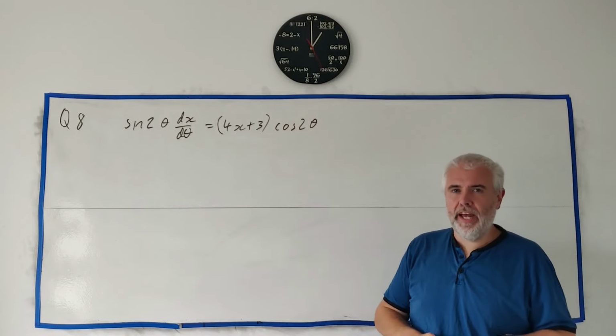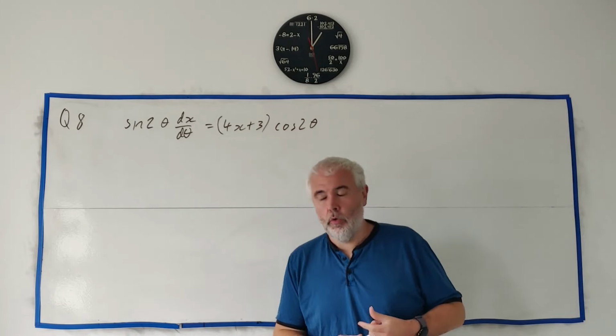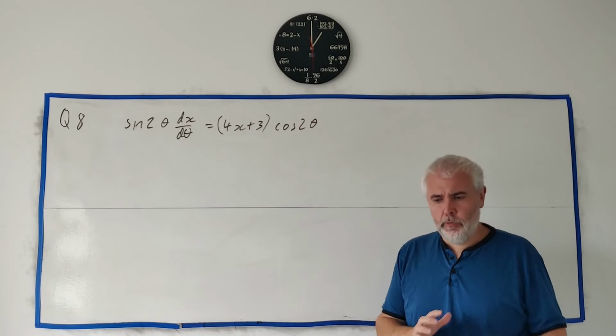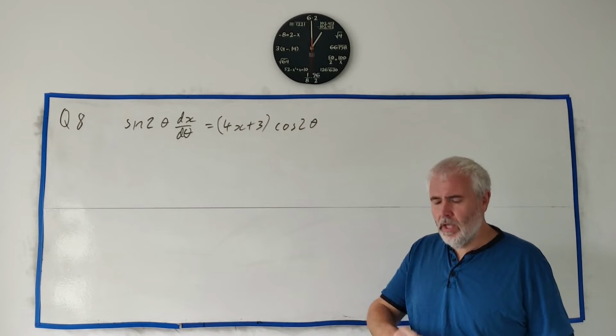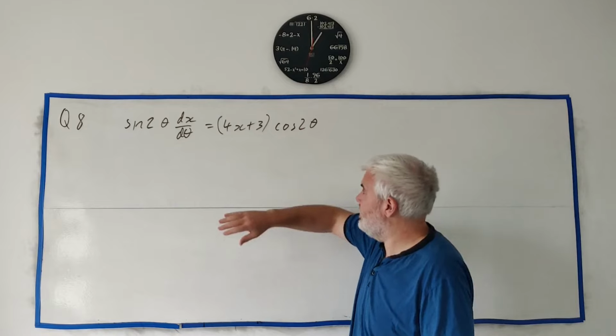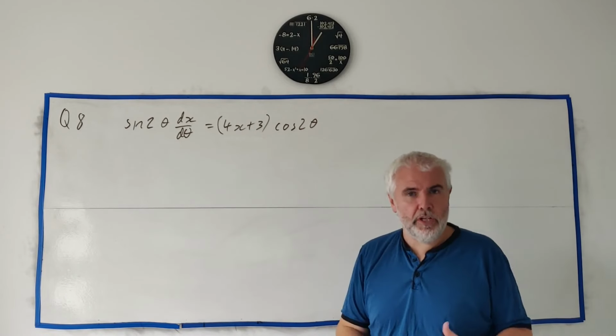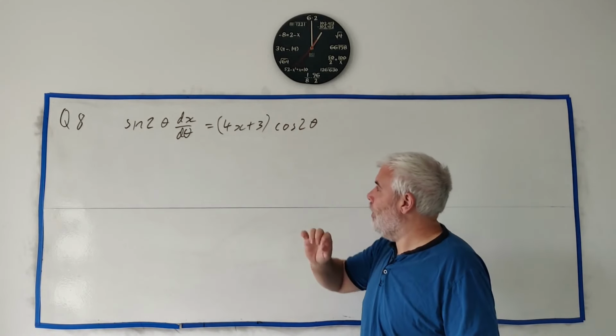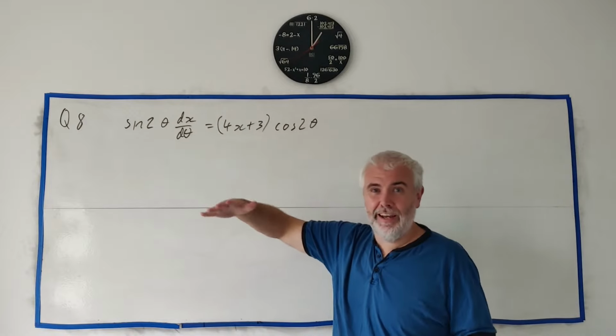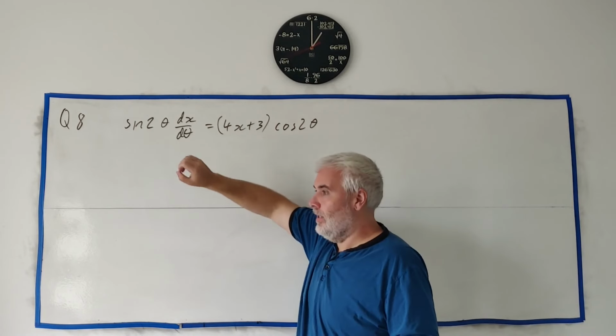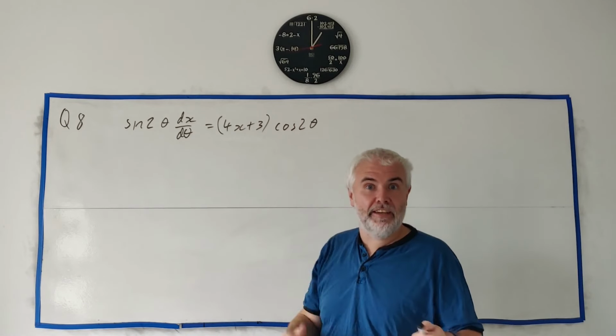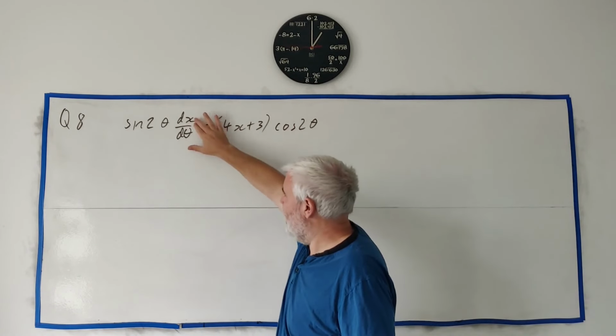In question 8, we have a differential equation we're asked to solve. Now, the first thing we tend to do in this question, it's often dy dx. In this case, it's dx d theta. That doesn't really make much of a difference for us. We will have this differential in the question if it's a differential equation, dx d theta.